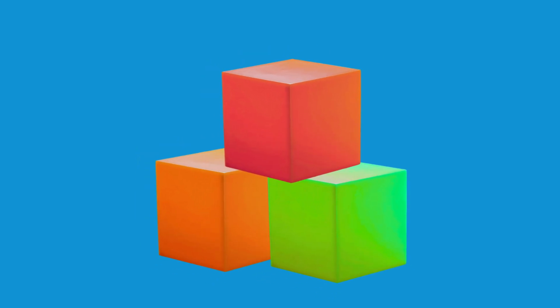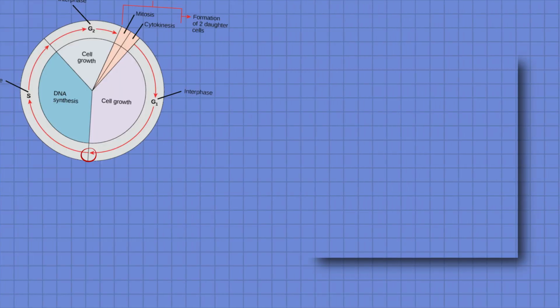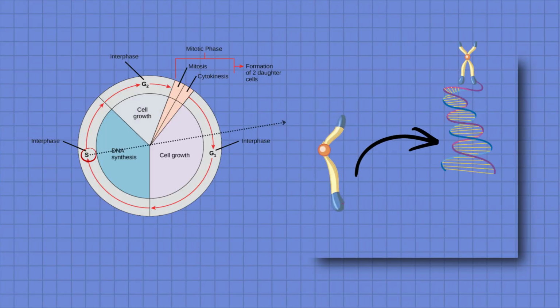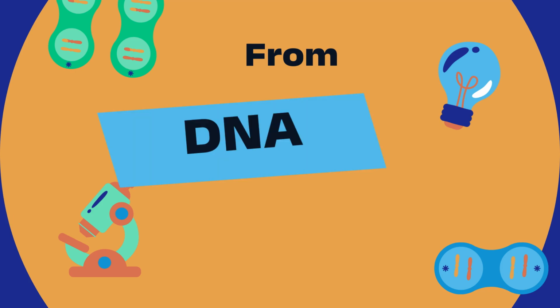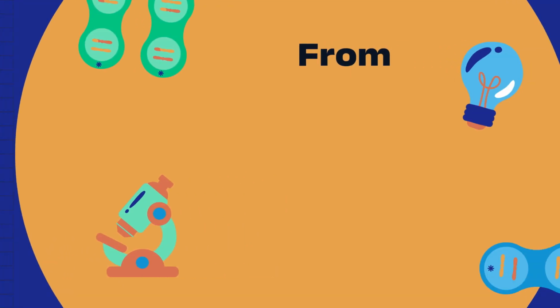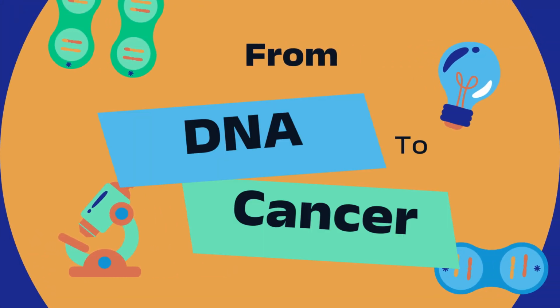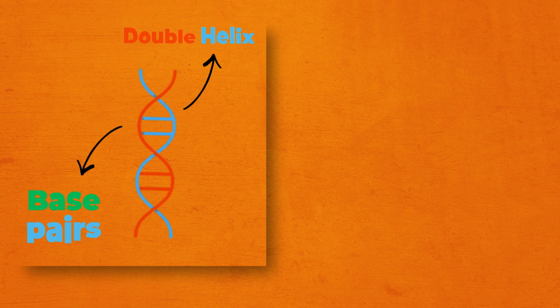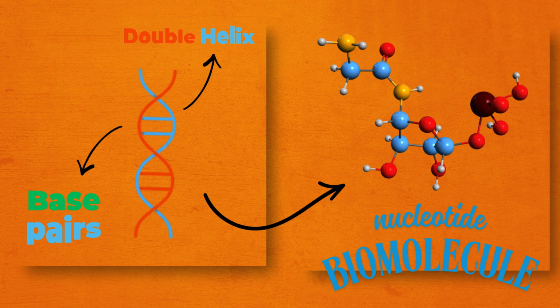DNA is the building blocks of life. At the moment, millions of your DNA strands are reproducing. How does this work and how does it lead to cancer? DNA is essentially a double-strand nucleotide biomolecule which contains a bunch of genetic instructions and is essential for human life.